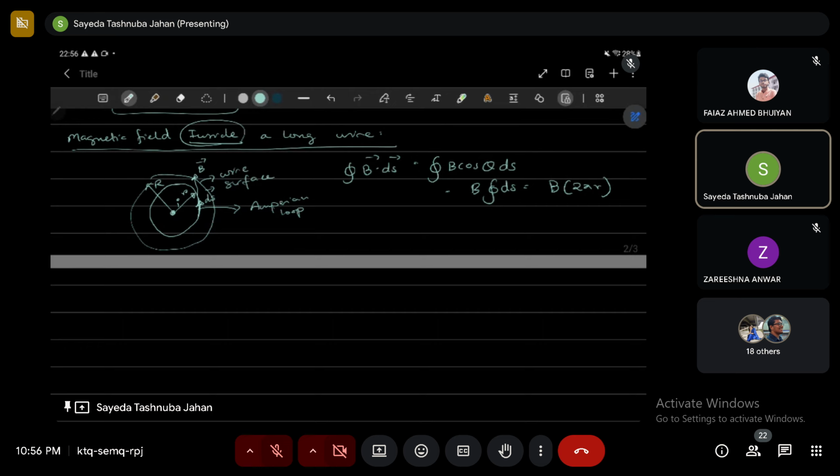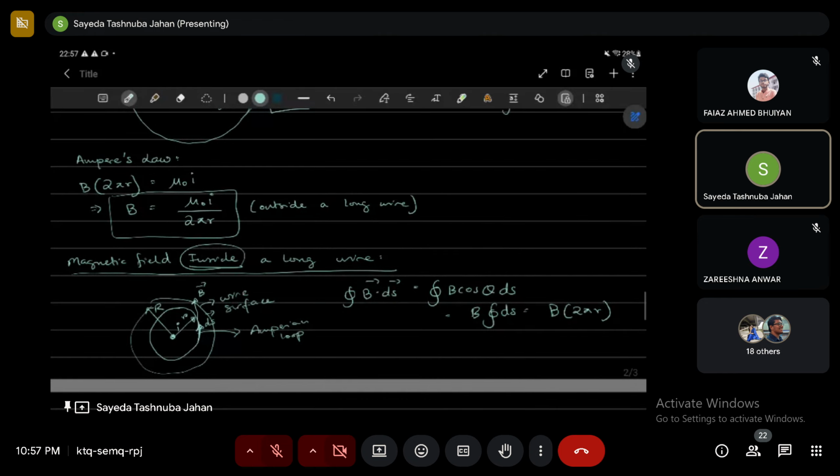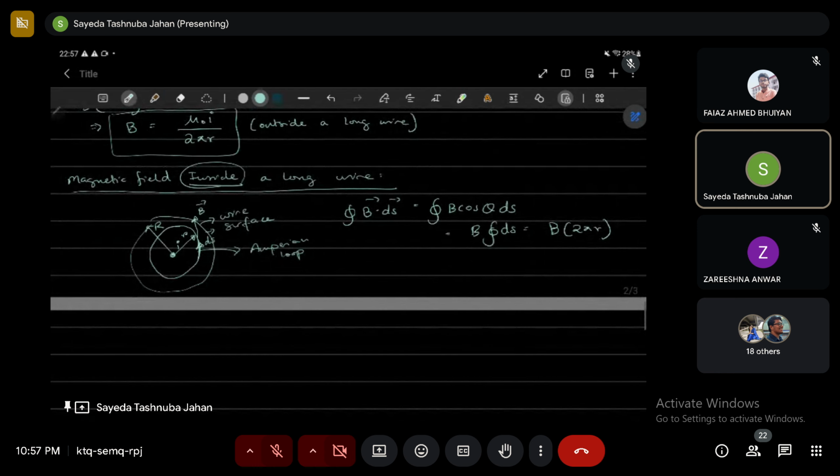Okay. The only thing that will change over here is how much current I am enclosing by the Amperian loop, right? In the first case, I was enclosing the total current, which is why it became I. But here I am capturing a partial amount of current. I'm not capturing the whole thing.